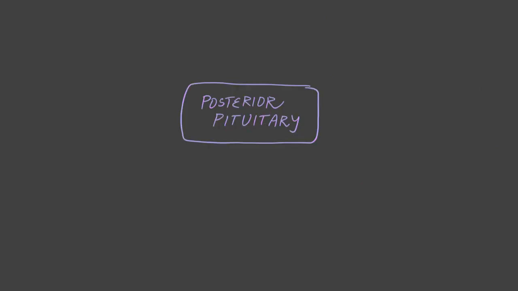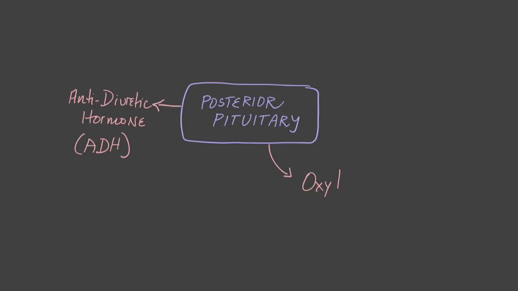Now for the posterior pituitary. The posterior pituitary produces two hormones, antidiuretic hormone and oxytocin. The antidiuretic hormone, as its name indicates, inhibits urination. When you take a diuretic, you want to urinate, but the antidiuretic hormone is the opposite. It's ADH for short. Oxytocin acts on the mammary glands and the uterus. It helps both in breastfeeding and childbirth.